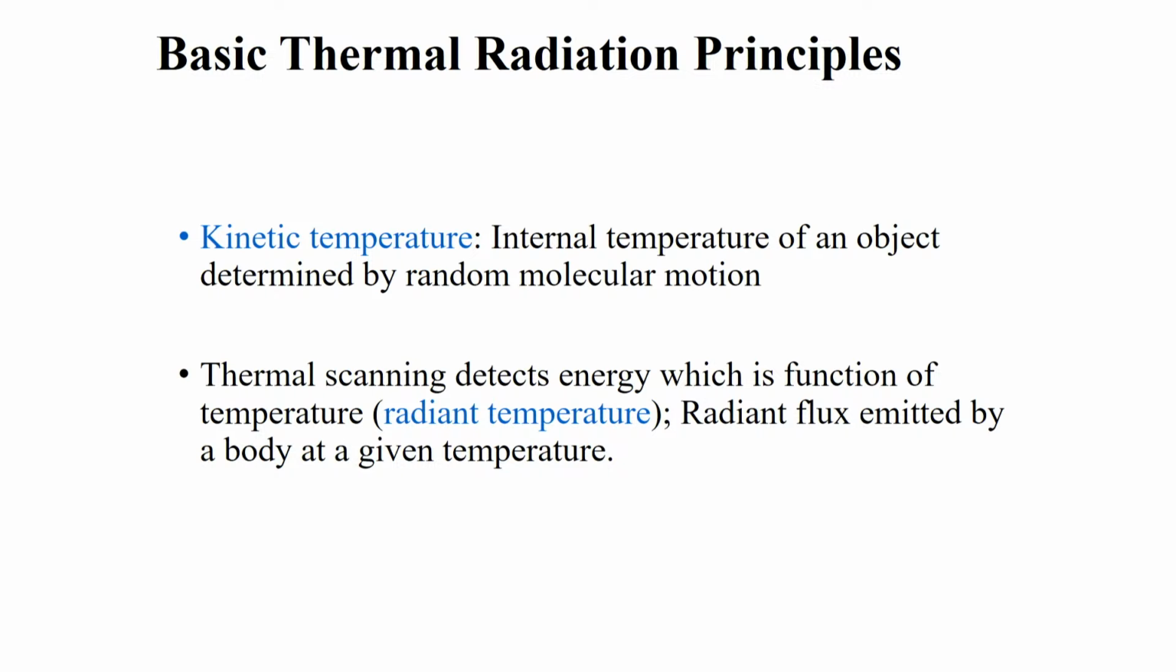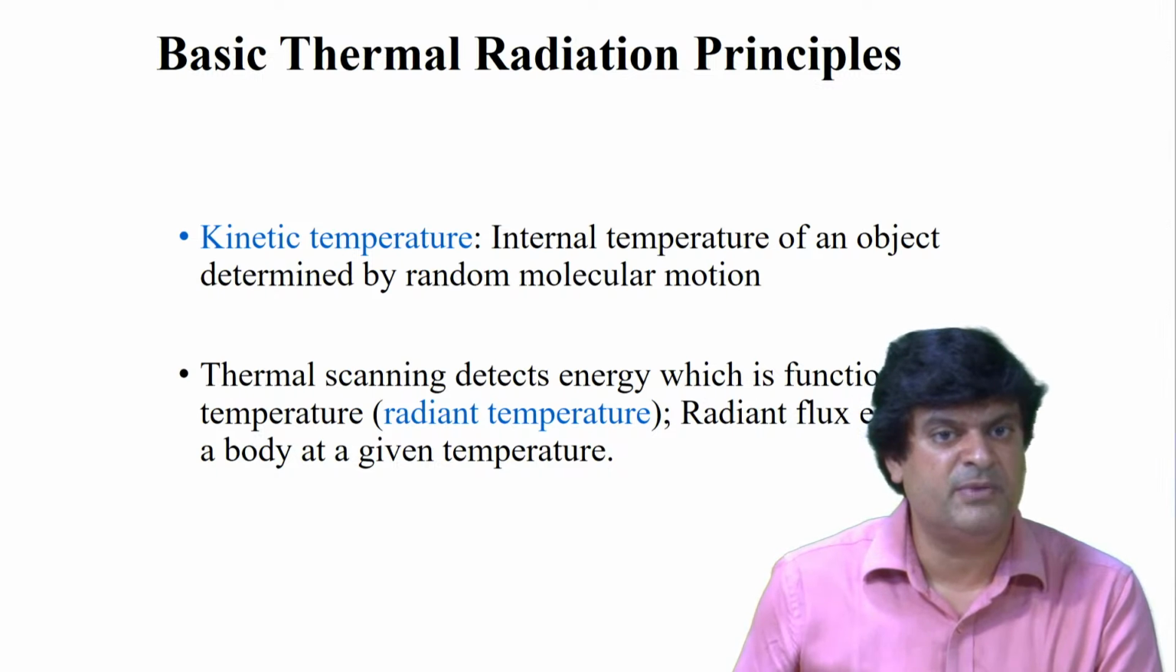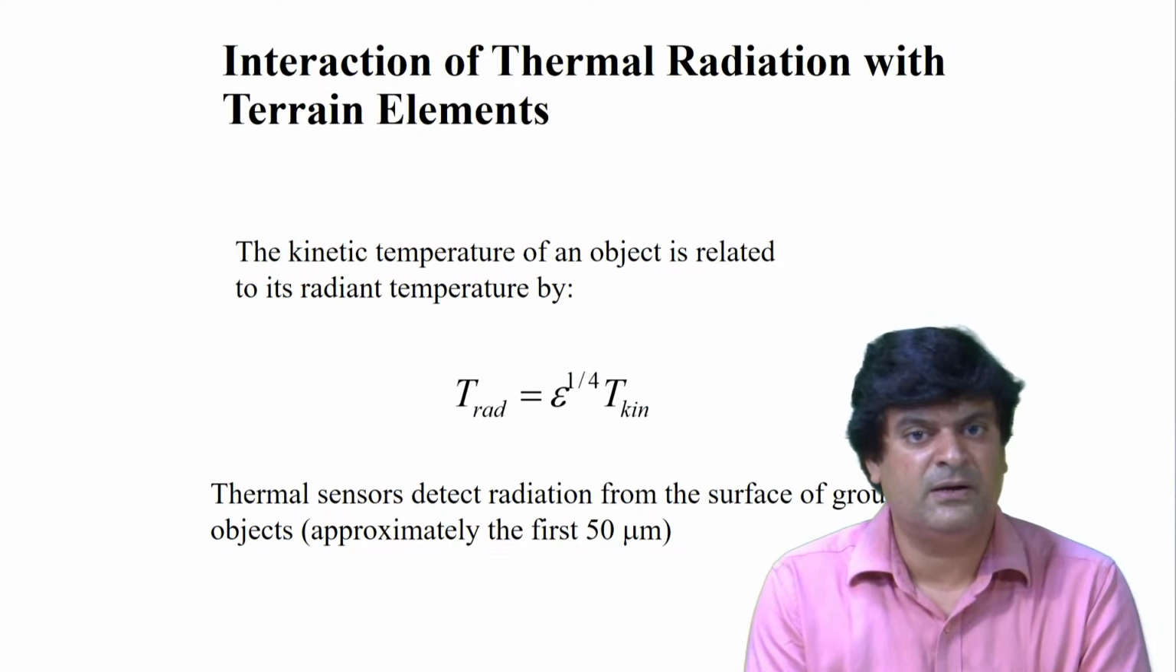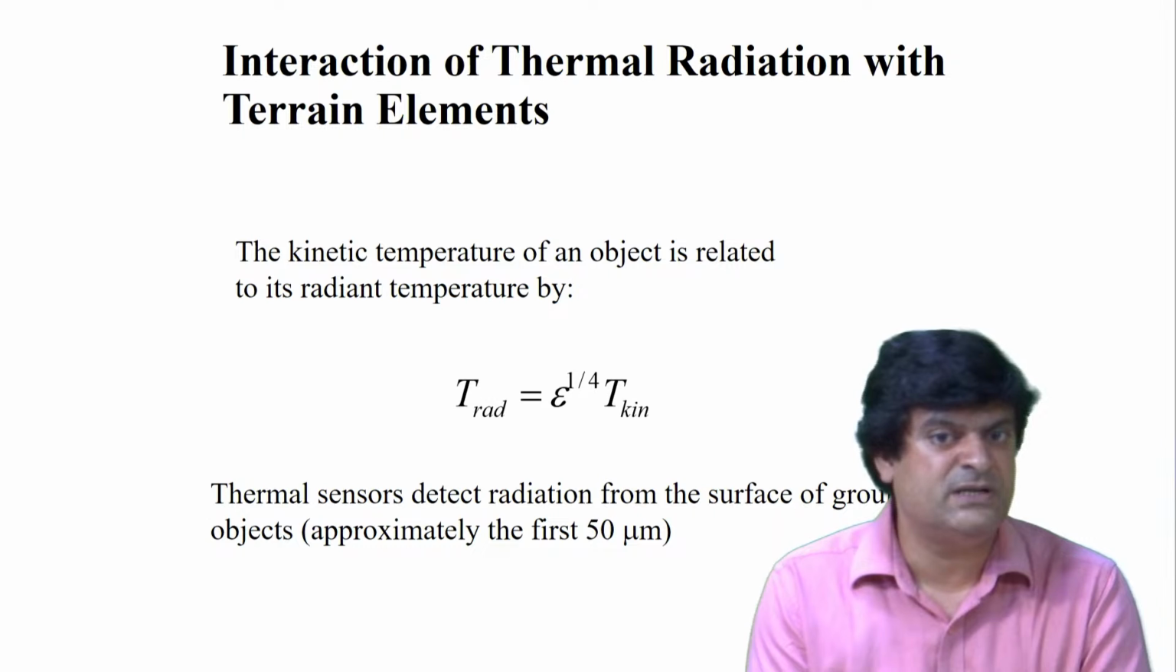Now we have learned the basic concepts of thermal remote sensing. We know that thermal remote sensing mainly works with the concept of the kinetic temperature, that is the internal temperature, and the radiant temperature. The radiant temperature can be measured after knowing the kinetic temperature, or when the radiant temperature is known, the kinetic temperature can be measured. Now how to measure these temperatures?